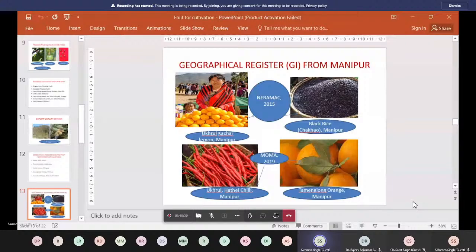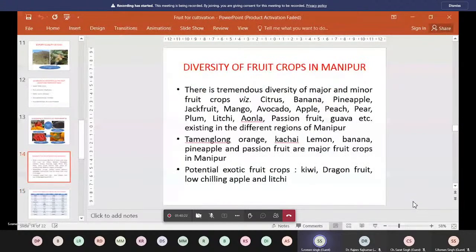I want to share about the diversity of fruit crops in Manipur. In Manipur, there is a lot of diversity of major and minor fruit crops like citrus, banana, pineapple, jackfruit, mango, avocado, apple, peach, plum, lychee, amla. Many different fruits, major and minor fruit crops, are growing in India.